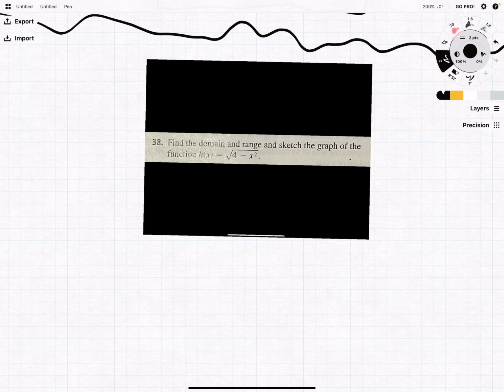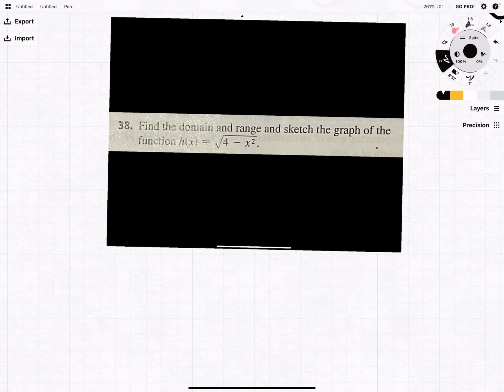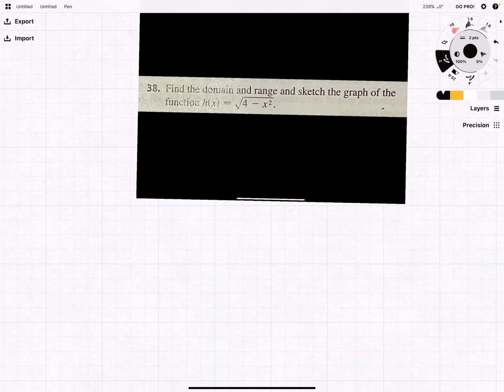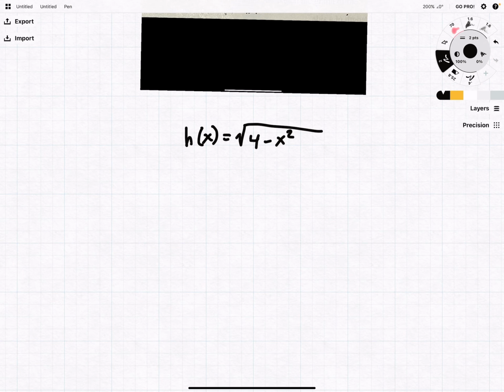This is Stewart Calculus 8th edition, section 1.1, problem number 38. This problem says find the domain and range and sketch the graph of the function h of x equals the square root of 4 minus x squared. So let's just rewrite the function again, and we'll have h of x equals the square root of 4 minus x squared.